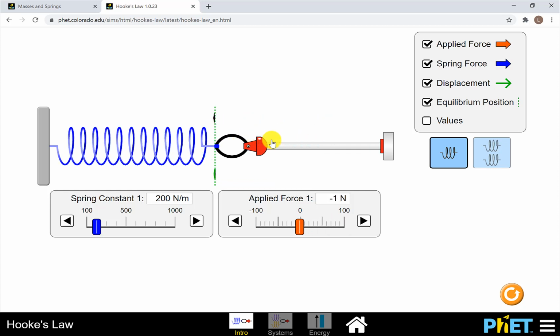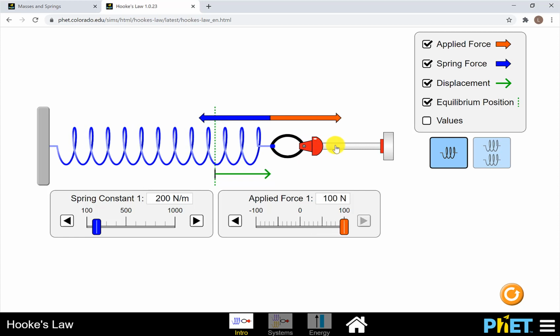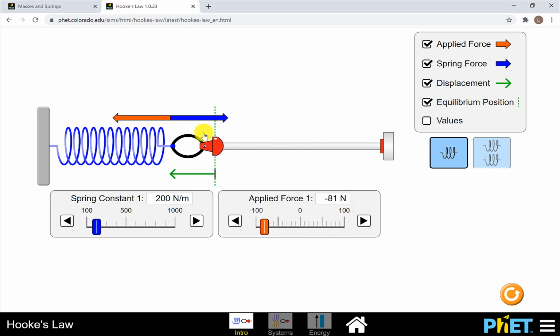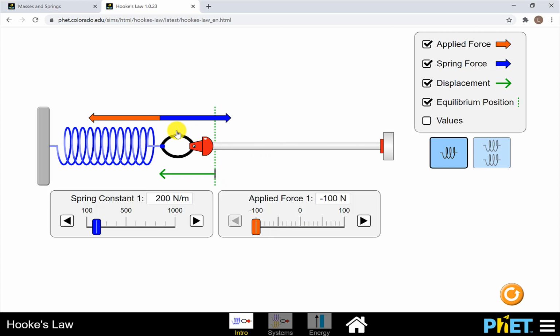So notice I am displacing my spring towards the right, while the spring force is trying to restore the spring back to the left, so back to its original position. Now if I compress the spring, notice my applied force is towards the left, displacement is towards the left, but spring force wants to push it back to the right side, to its original position. Okay, so that's the idea of Hooke's law.